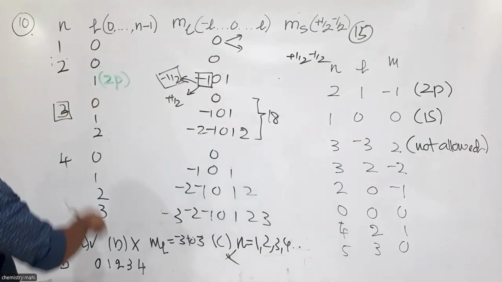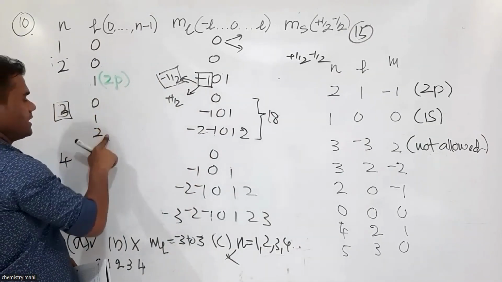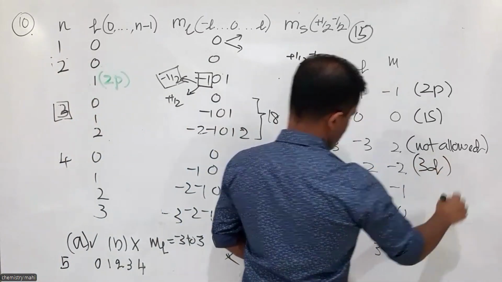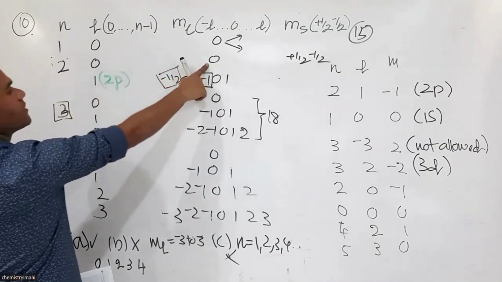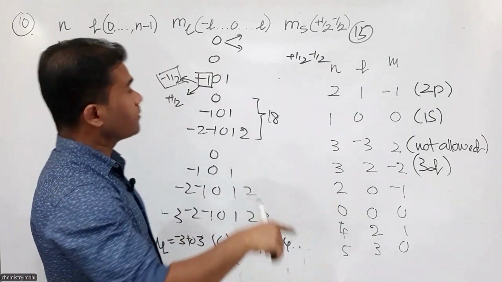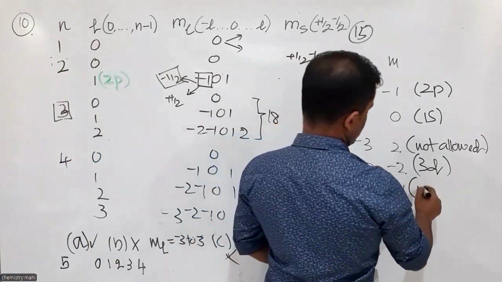3, 2, -2. Yes, it is allowed. 3, 2: s, p, d, so l equals 2 is d. This is 3d. Next, 2, 0, -1. 2, 0, 0 is possible, but -1 is not possible. 2, 0, -1 is not possible. Therefore, here also we write not allowed.